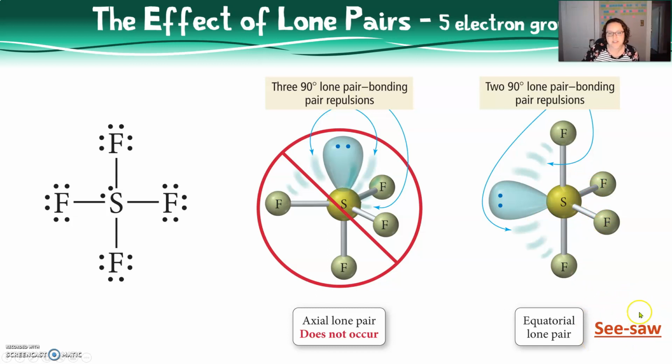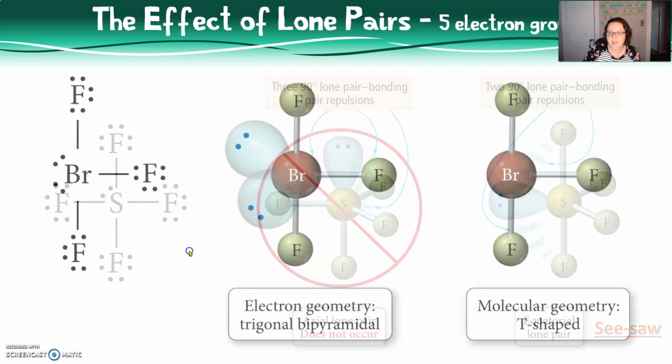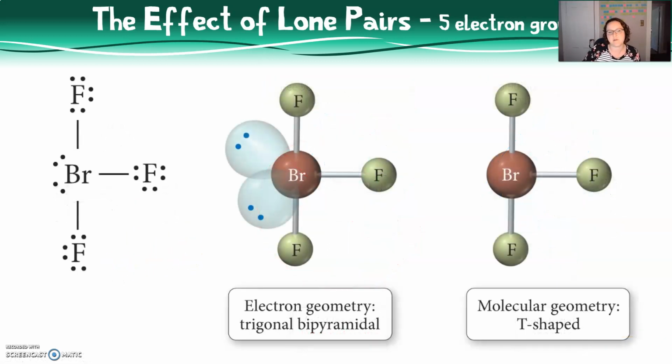Finally, this results in the seesaw molecular geometry for sulfur tetrafluoride, or SF4, which is part of the trigonal bipyramidal electron geometry family. Now, if a second lone pair is included in a trigonal bipyramidal electron geometry, then the lone pair will again appear at an equatorial position, and this leads to a T-shaped molecular geometry, as is the case for this bromine trifluoride molecule.